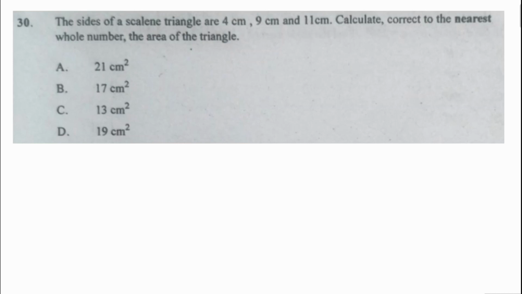Question 30 states that the sides of a scalene triangle are 4 centimeters, 9 centimeters, and 11 centimeters. Calculate correct to the nearest whole number the area of the triangle. So this information is quite straightforward. We've been told that the triangle is a scalene triangle, which means all the sides are not equal, and that can be seen from the length of sides given here. No two of them are the same, or even all three. So that shows that it's a scalene triangle indeed.